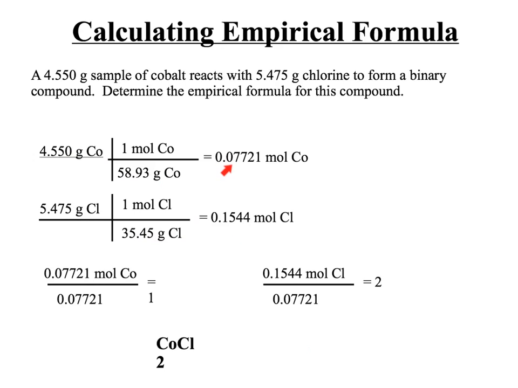As we compare these two numbers, we will determine that cobalt has the smallest number. Therefore, we will divide each of these by the moles of cobalt. So cobalt divided by itself, we get 1. Chlorine, the 0.1544 divided by 0.07721, we get 2, resulting in our empirical formula of CoCl2.